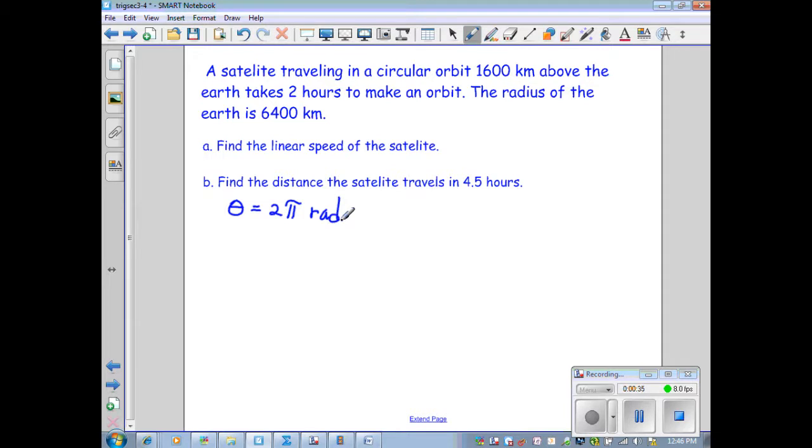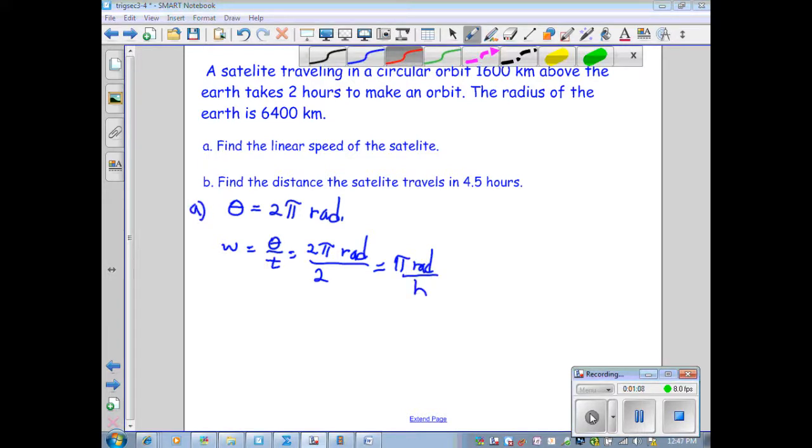Then we need to find omega. Omega is going to equal theta over t. We already have theta, which is 2 pi radians, and we know that t is going to take us 2 hours for that one revolution, or that one orbit. When I substitute and simplify, this is going to give us omega, which is going to be pi radians per hour. Part B is going to ask us to find the distance the satellite travels in 4.5 hours.